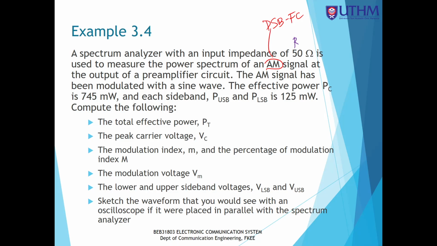Okay, so the AM signal has been modulated with a sine wave. So we know that this is a sine wave. So the effective power of the carrier is equal to 745 milliwatt, and each sideband has a power, PUSB and PLSB, equal to 125 milliwatt. Compute the following. So you are actually given the carrier power, and you are given the PUSB and PLSB which is equal to 125 milliwatt.